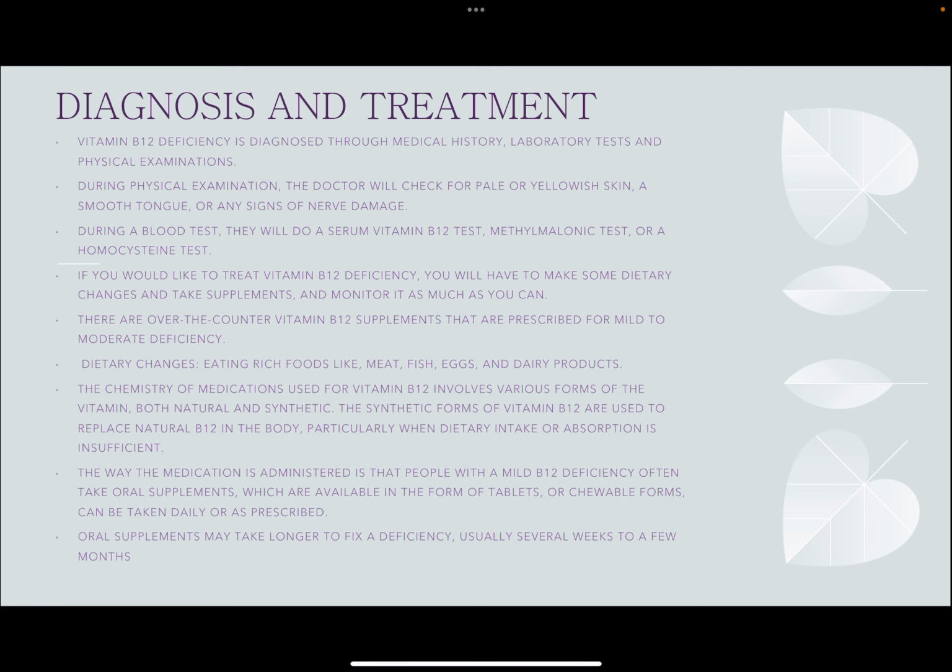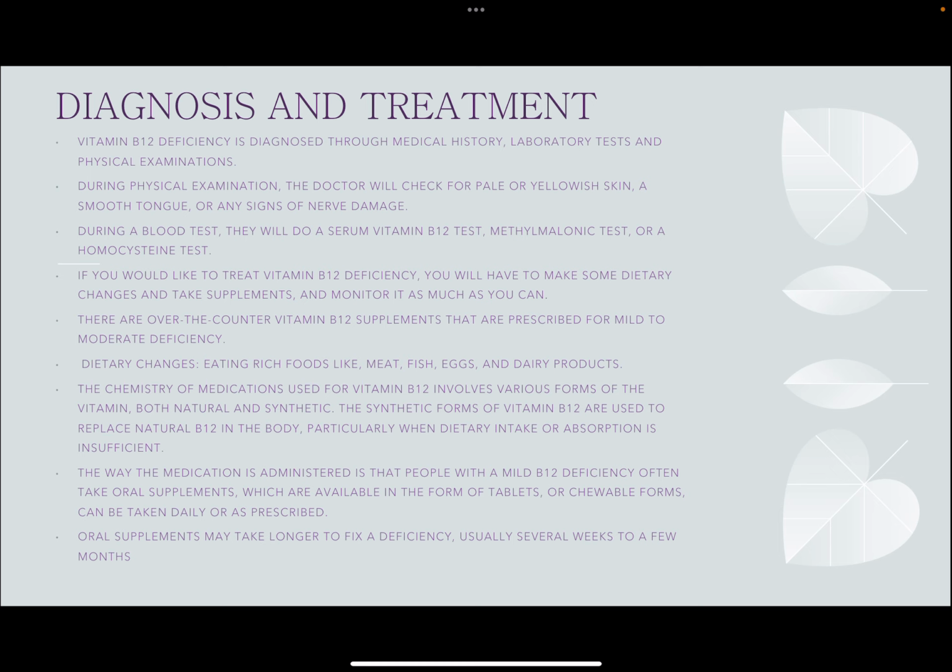Diagnosis and treatment. Vitamin B12 deficiency is diagnosed through a combination of medical history, laboratory tests, and physical examinations. Typically, when looking at medical history, the doctor will ask you if you have any symptoms that indicate you have vitamin B12 deficiency. During a physical examination, the doctor will check for pale or yellowish skin, a smooth tongue, or any signs of nerve damage. When it comes to a blood test, they could do a complete blood count, which helps detect anemia, red blood cells that are bigger than normal, which is a common sign of vitamin B12 deficiency.